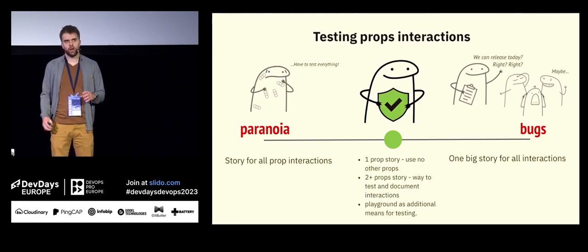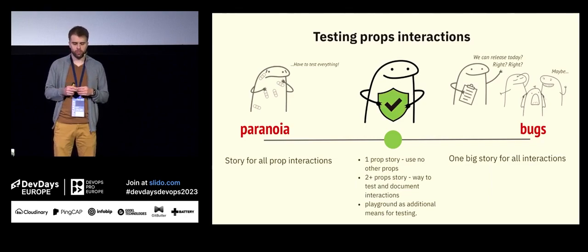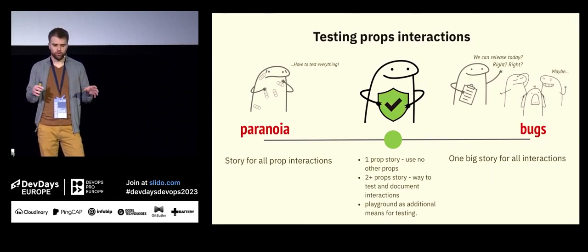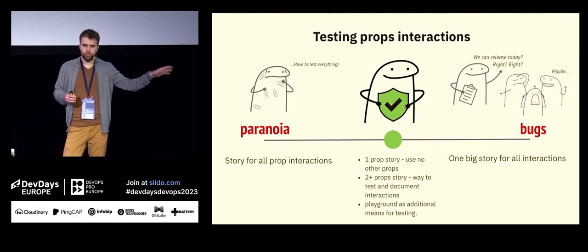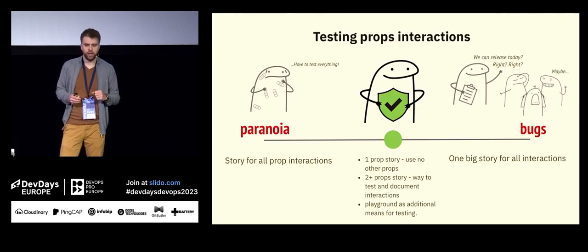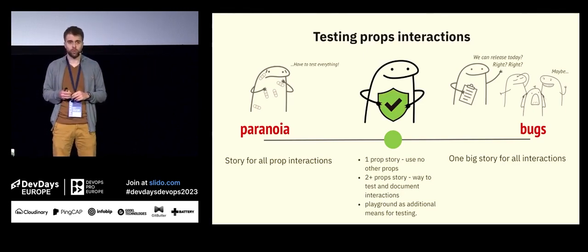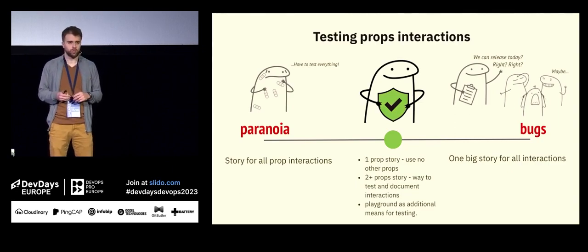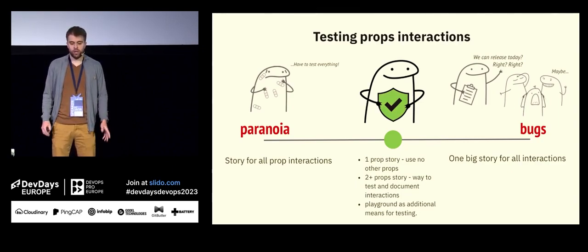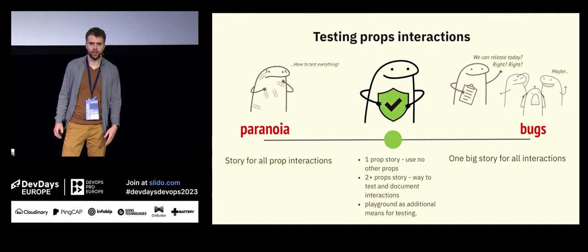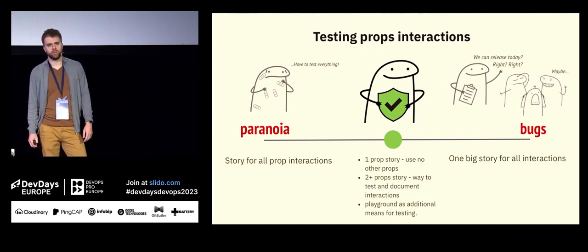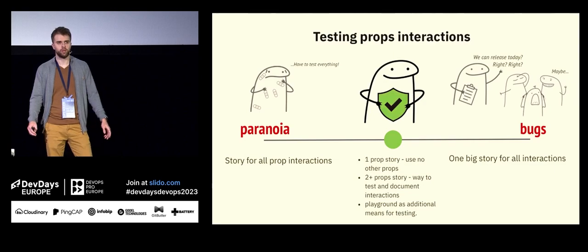So props interactions are a bit tricky in a component. You don't really know sometimes if one prop interacts with another, and you have a couple of solutions to handle these cases. So you can go to the paranoia side too much, and you will have a story for all your prop interactions. That's a massive amount of work, not recommended. Then you can go to another side and be like, okay, it's fine. Let's create just one big story, and then developers can test them by themselves. So similar to a playground.